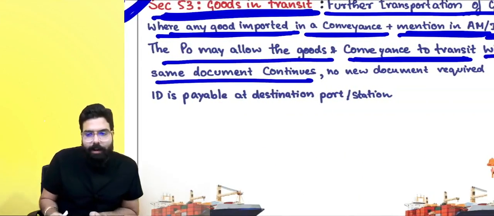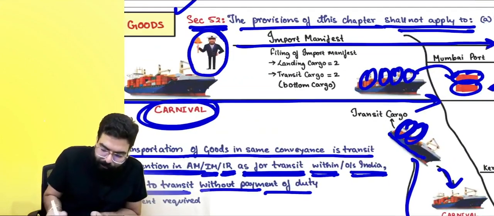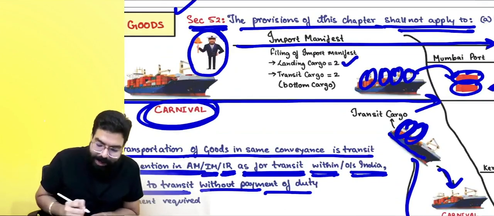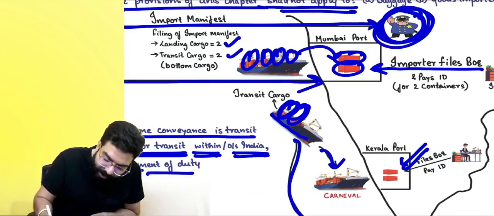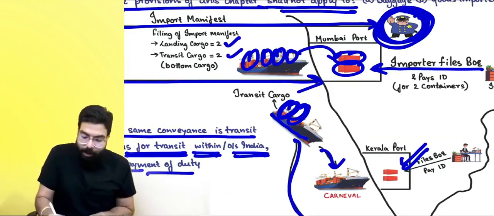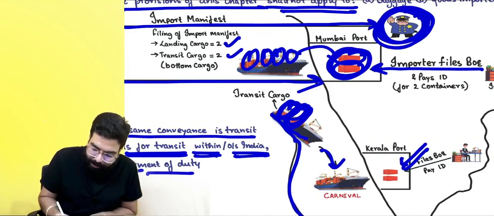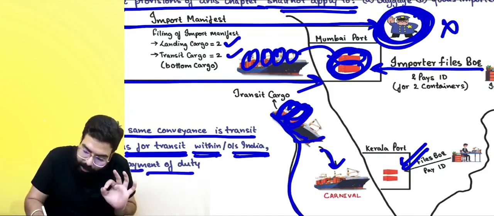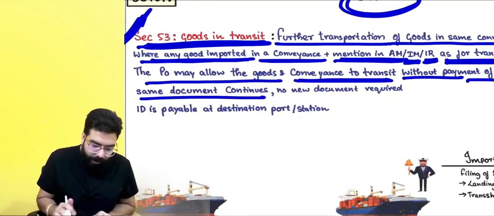The same document will continue, meaning what will happen? The person in charge will file an import manifest where he will say landing cargo is 2 and transit cargo is 2. So this officer will immediately understand that only 2 cargoes will be unloaded, and the remaining 2 cargoes will remain in the ship, for which the duty will not be collected by this officer at the Mumbai port.